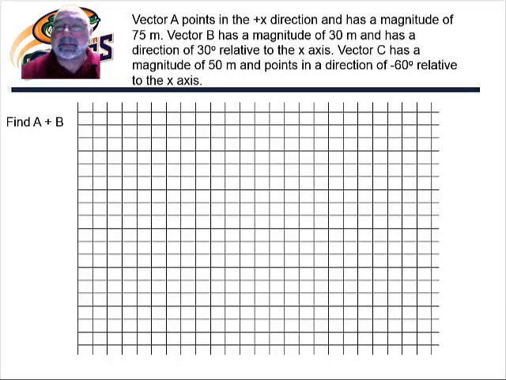The first thing that we have to do is draw vector A. It's pointing in the positive x direction. It has a magnitude of 75 meters. And vector B has a magnitude of 30 and is in the direction of 30 degrees relative to the x-axis. Okay, we're going to start out by drawing our vectors.